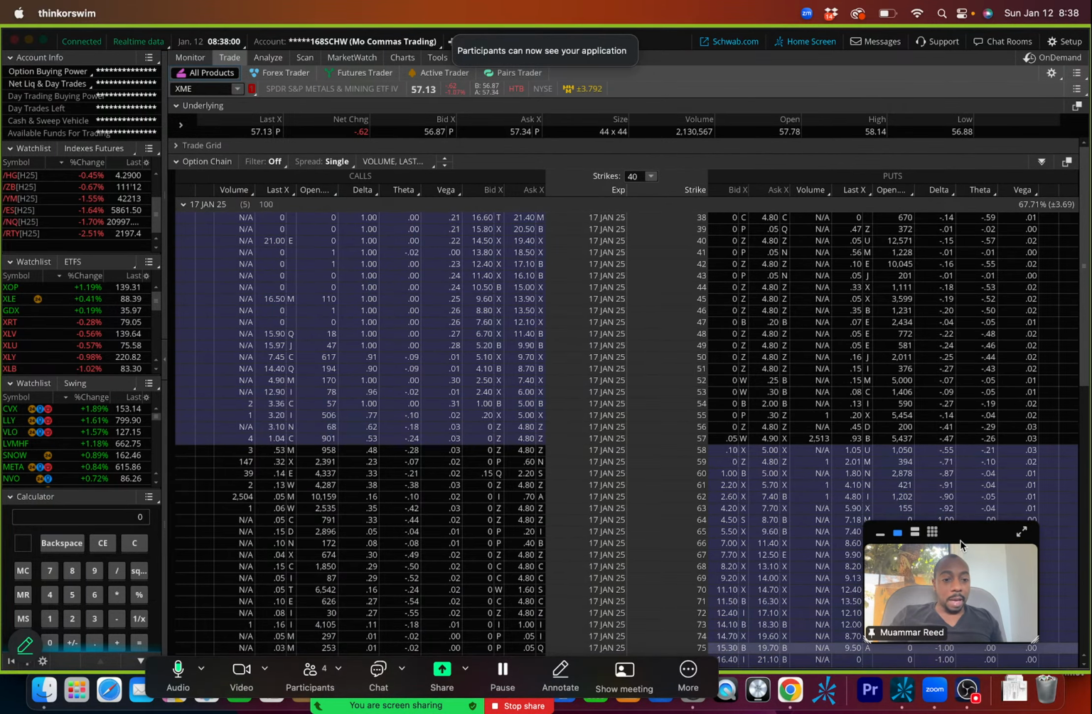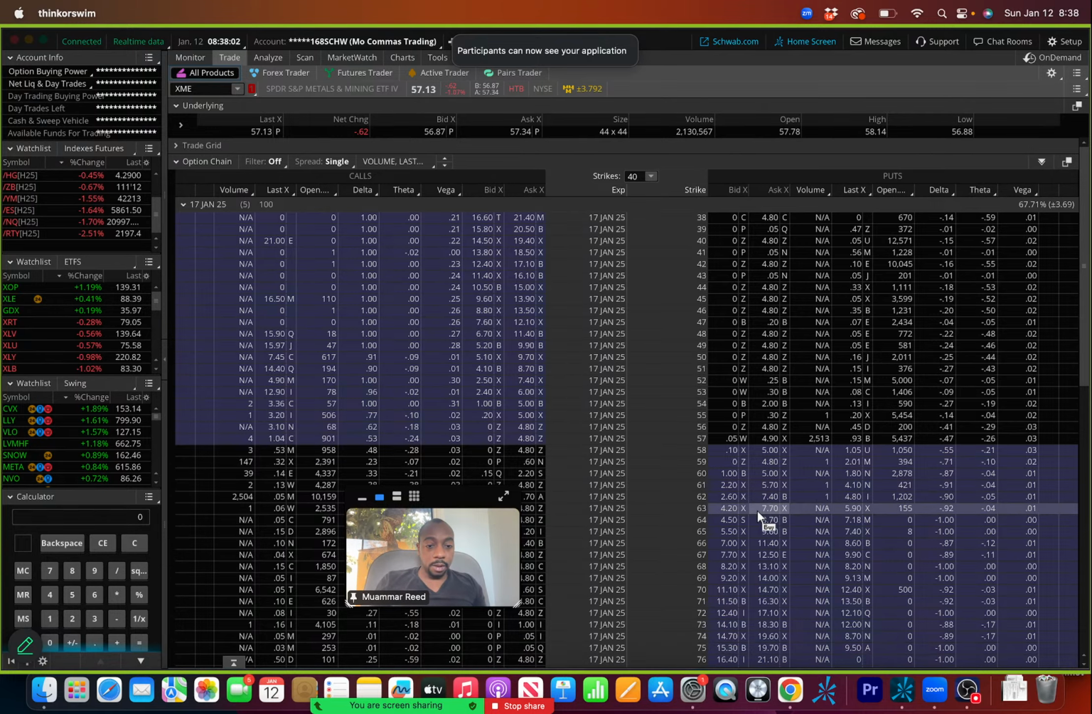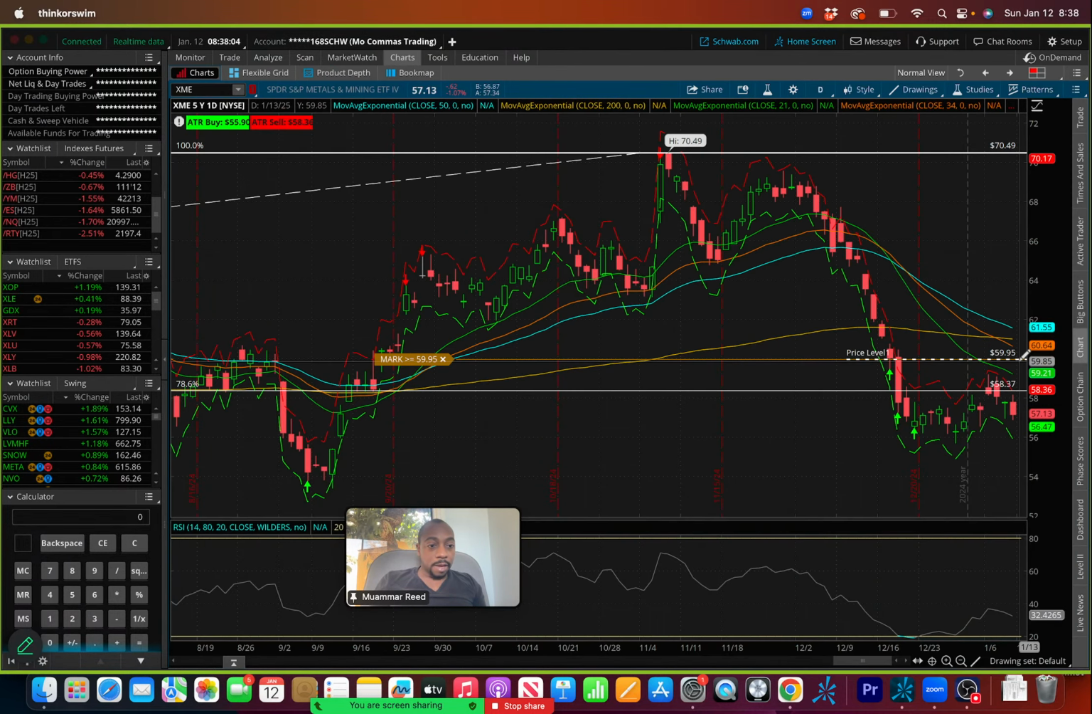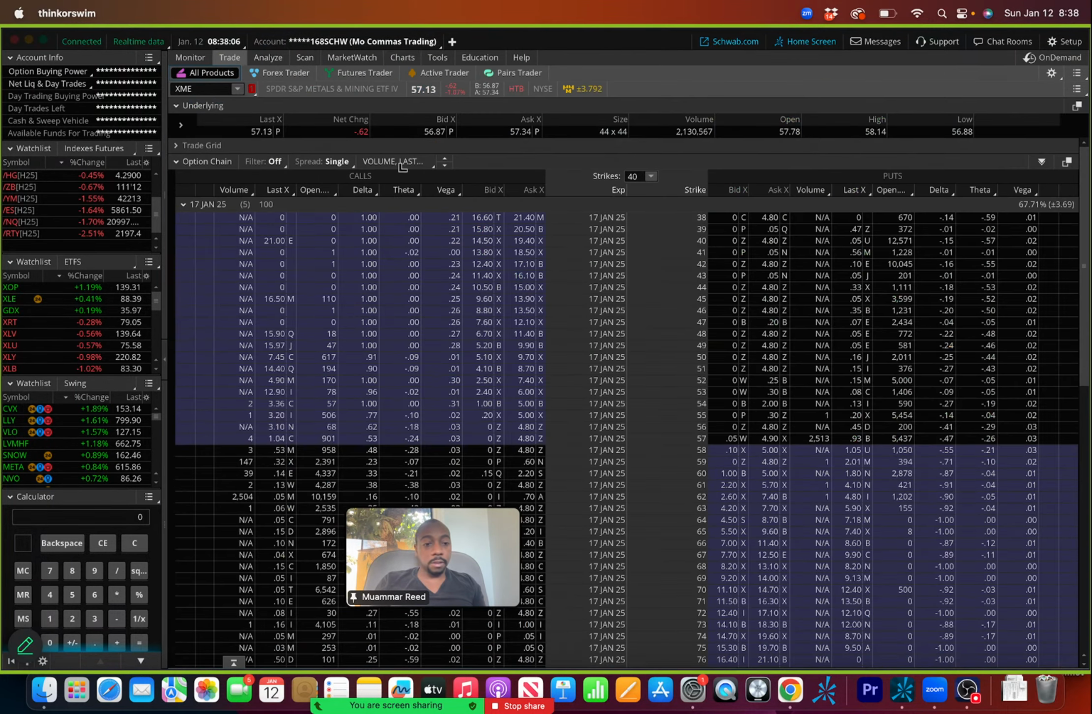So if I wanted to buy puts on XME, and at what level? At $60. So let's go look at the 60 strike. It's liquid. A couple strikes away from that, liquid too. Oh no, but look at the difference between the bid and the ask. It's $5, $4. This might be because the market is closed. I would look at this when the market's open.